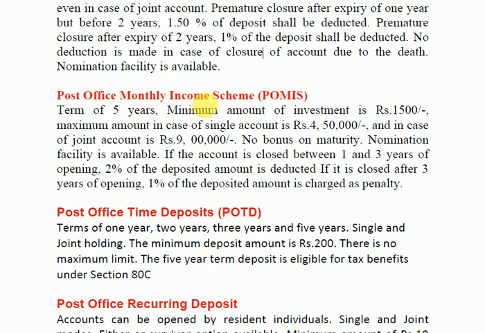Next is Post Office Monthly Income Scheme. Term of 5 years. Minimum amount of investment is Rs 1500. Maximum amount in case of single account is Rs 4,50,000 and in case of a joint account is Rs 9 lakh. No bonus is on maturity. Nomination facility is available. If the account is closed between 1 and 3 years of opening, 2% of the deposited amount is deducted. If it is closed after 3 years of opening, 1% of the deposited amount is charged as penalty.